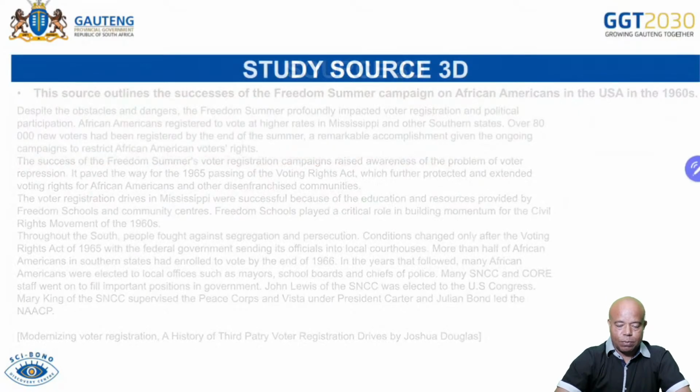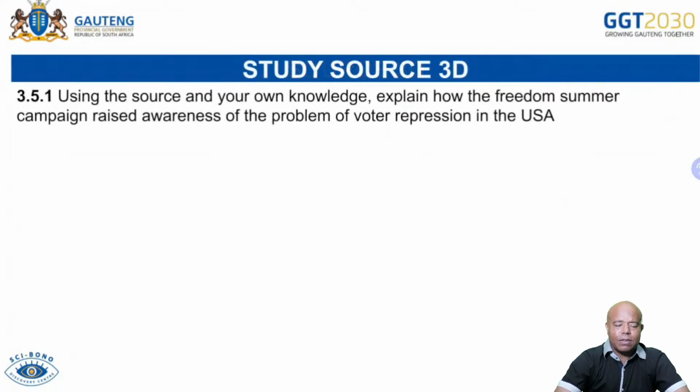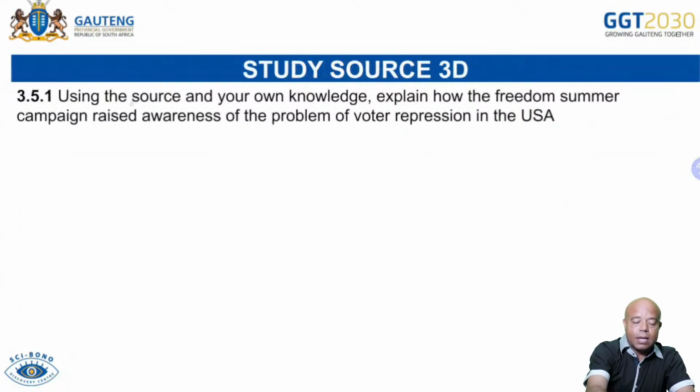Let's go to the questions quickly now. So this is the first question, 3.5.1. Using the source and your own knowledge, explain how the Freedom Summer campaign raised awareness of the problem of voter repression. Remember now, the key is the source.